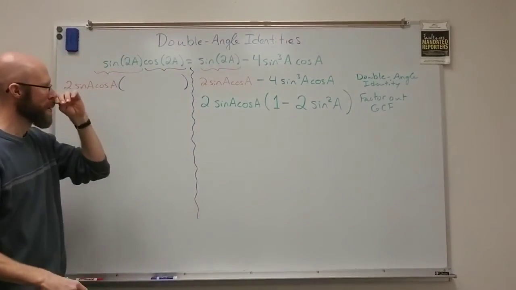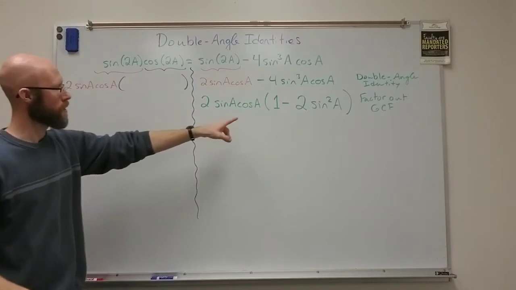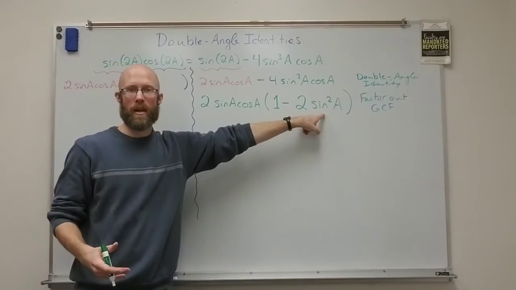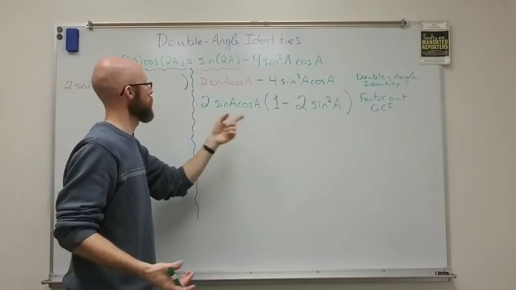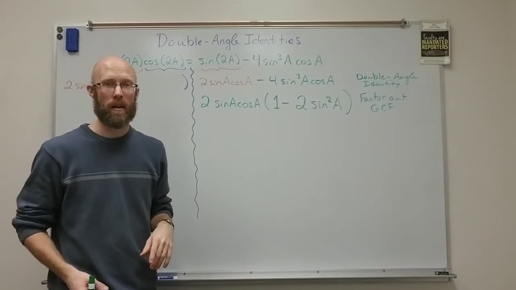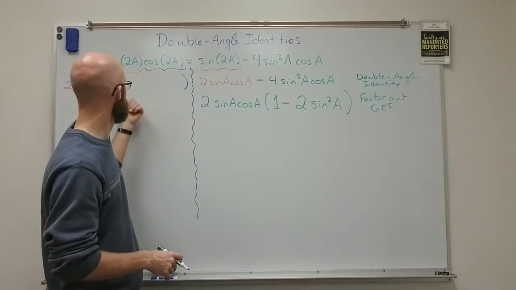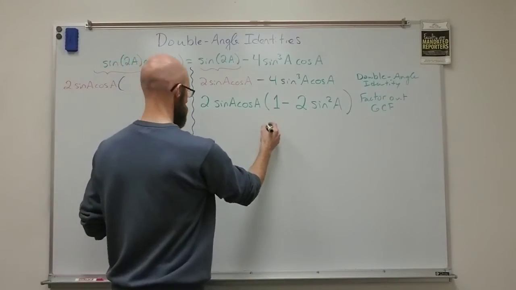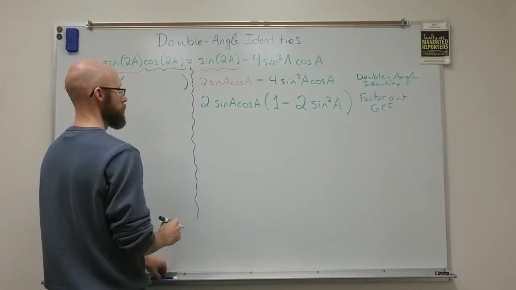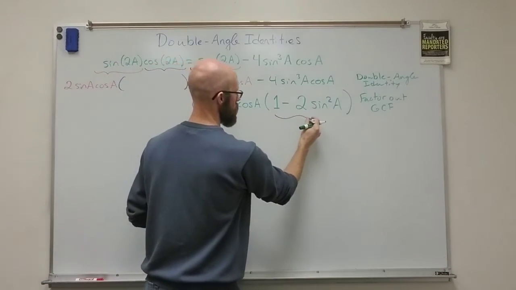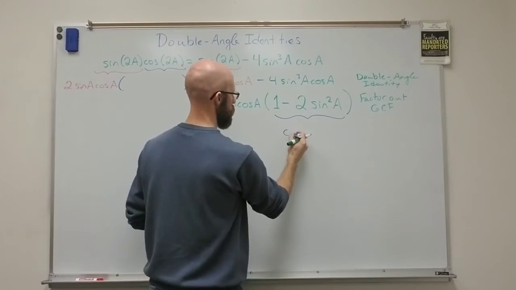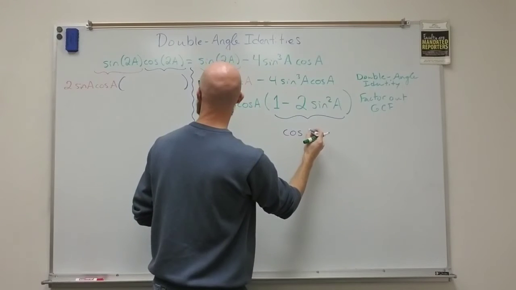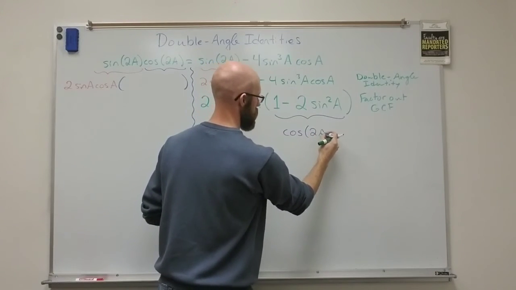Oh, jeepers. Well, look at this. 1 minus 2 sine squared is one of our formulas for the cosine of 2a. I really didn't even need to look at the left side. Check that out. So this actually works out nicely because this is our double angle formula for the cosine of 2a.